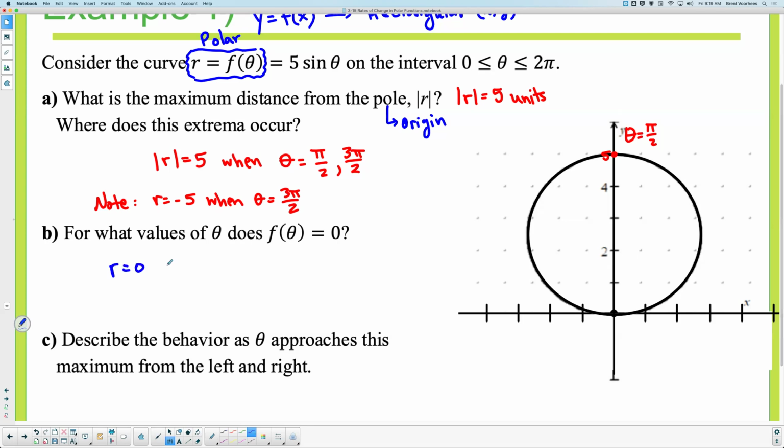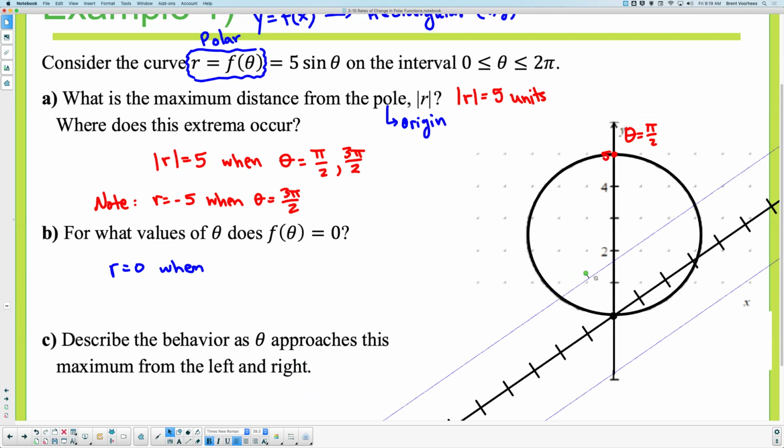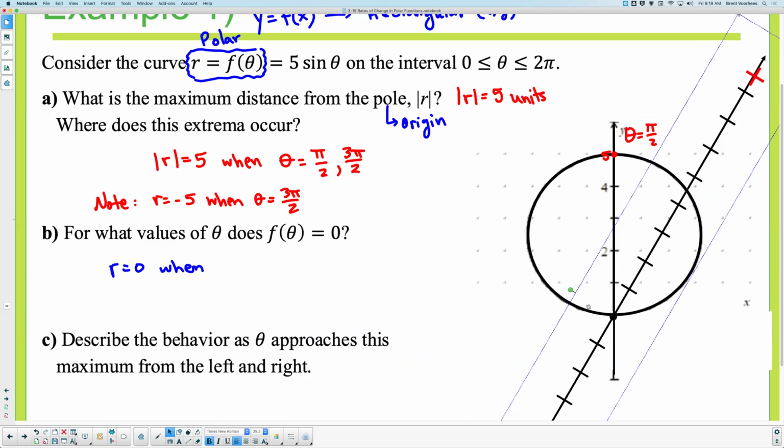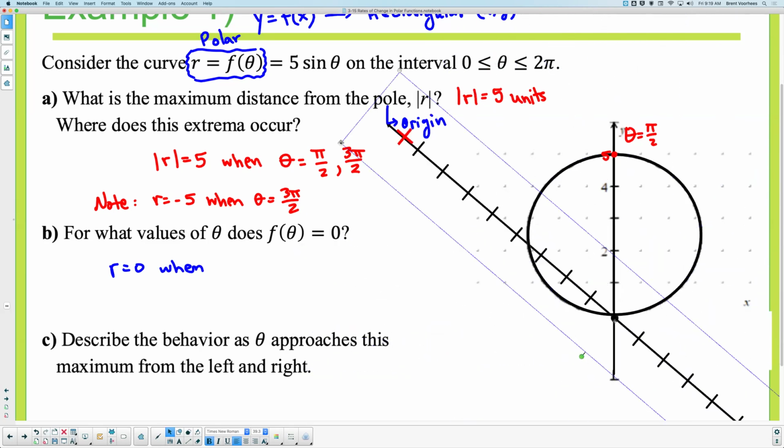So I'll translate this for us here. R equals 0 when? Let's find out. When does r equal 0? Well, how about right now? Am I intersecting the circle at 0? Yeah. Now, what's my theta right now? My theta is like the angle. 0? Okay, and what if we went all the way around? It would be 2 pi, not 2 pi, sorry.